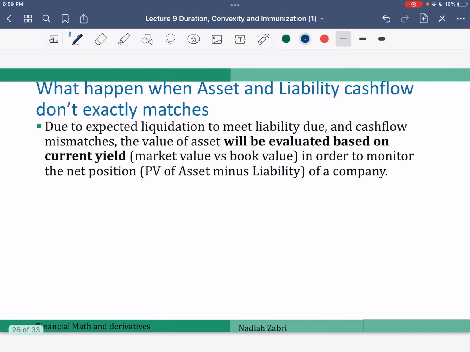So what does that mean? Due to the expected liquidation to meet the liability due and cash flow mismatches, the value of the assets will be evaluated based on the current yield. Hence, any change of yield will impact the net position of our company. So it will impact our asset minus our liability value.